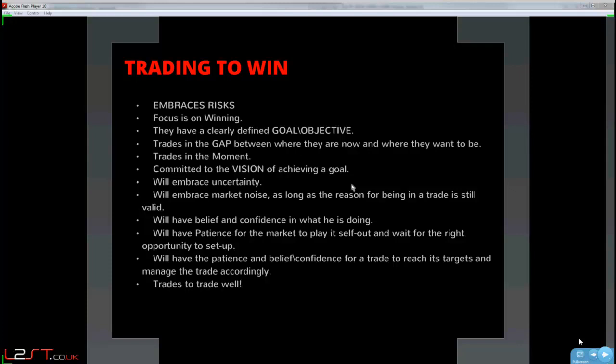If I buy it here, I'm going to expect it to go to here. These are my profit targets. If I sell it here, I'm going to expect it to go to here. These are my profit targets. Okay? Establish well in advance. You've got to have some confidence in that. You've got to give it patience to set up and take that right trade at the right time. And most importantly, you focus on trading to trade well.